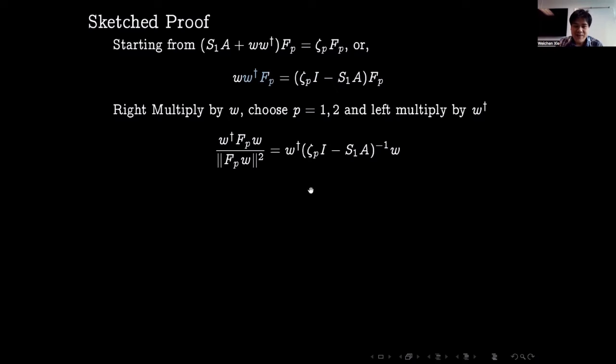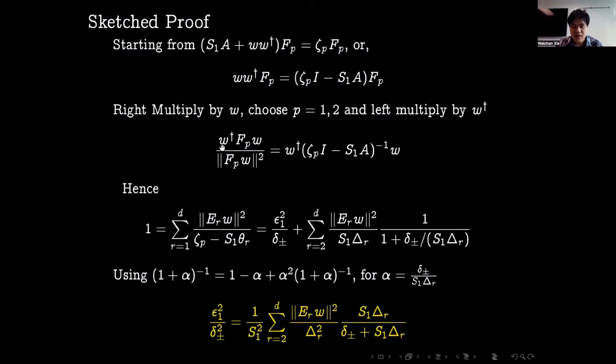Okay. And clearly the left-hand side is one. And the right-hand side, we can use the spatial decomposition again. We open it up, we get a sum, and we separate the first term because it's special. It looks like epsilon one squared over delta plus minus. And the others, we can factor out the S1 times delta R. So we have this term, and we also have a 1 over 1 plus delta plus minus over the S1 times delta R. And by using this formula for these tails, we can get the yellow representation here.